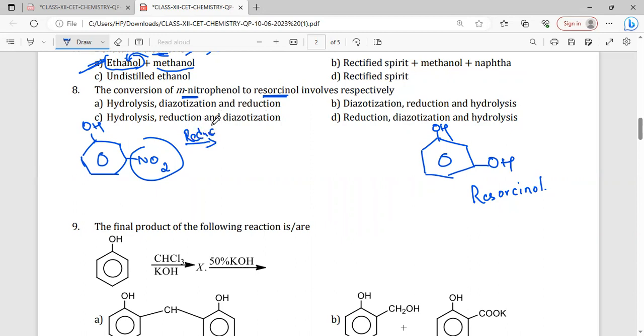Reduction means addition of hydrogen or removal of oxygen. So if I remove O2 and add H2, the nitro group on reduction will give NH2. After this, I will conduct diazotization. Diazotization means your NH2 group will turn into N2Cl, right? Diazonium chloride.